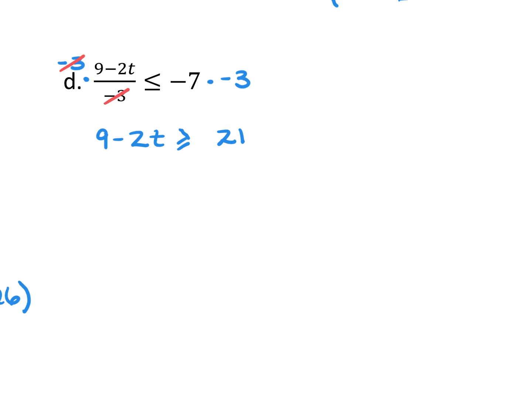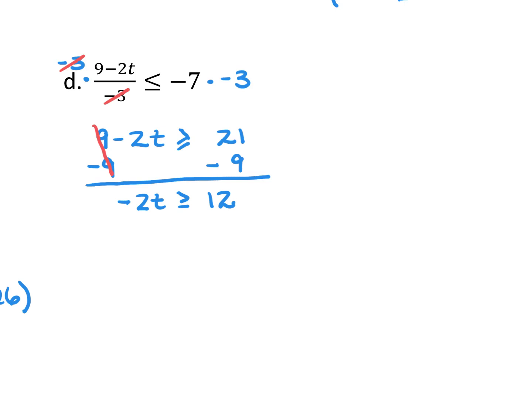All right, we're going to continue solving. The next thing that we want is I have all of my t's on the left, so I want to move all of my constants to the right. Our 9's cancel. We are left with negative 2t. We have this is greater than or equal to 12. And again, we're not going to flip our inequality because this is a subtraction, not a multiplying or dividing.